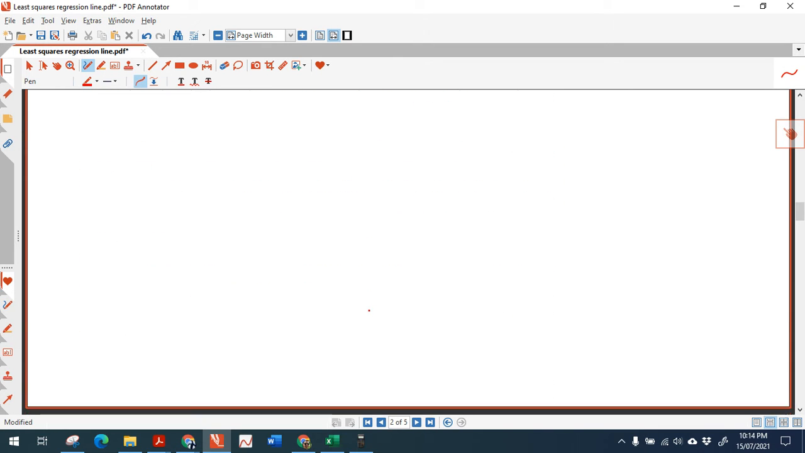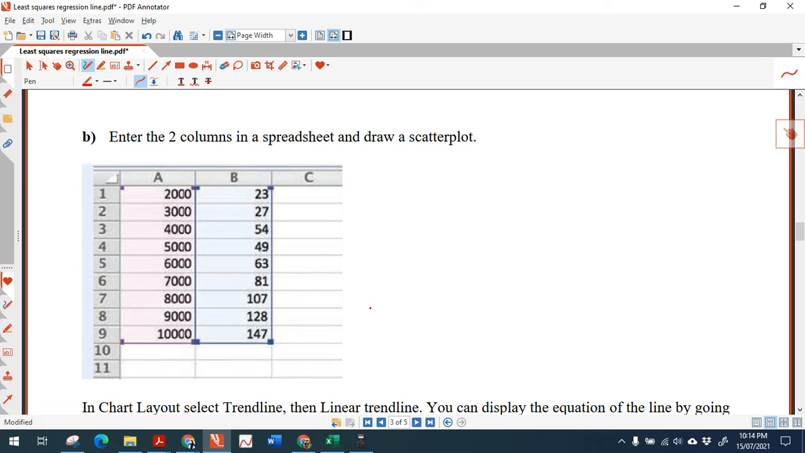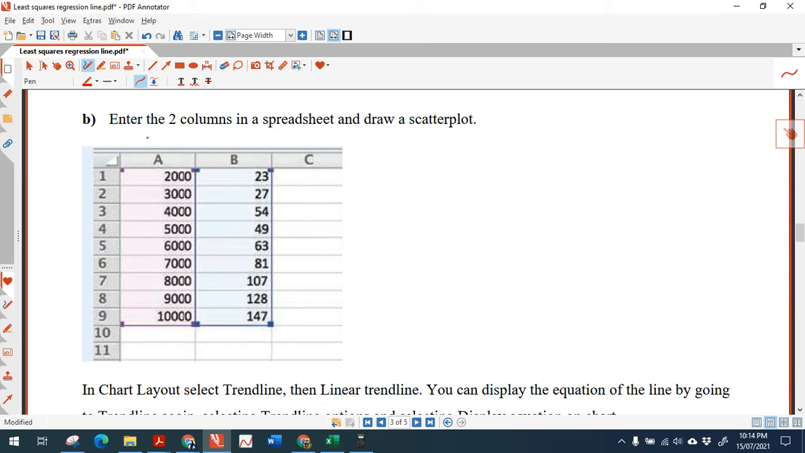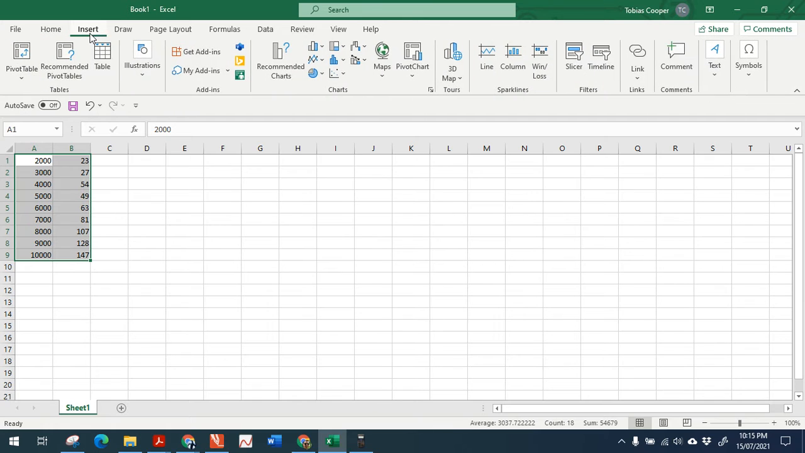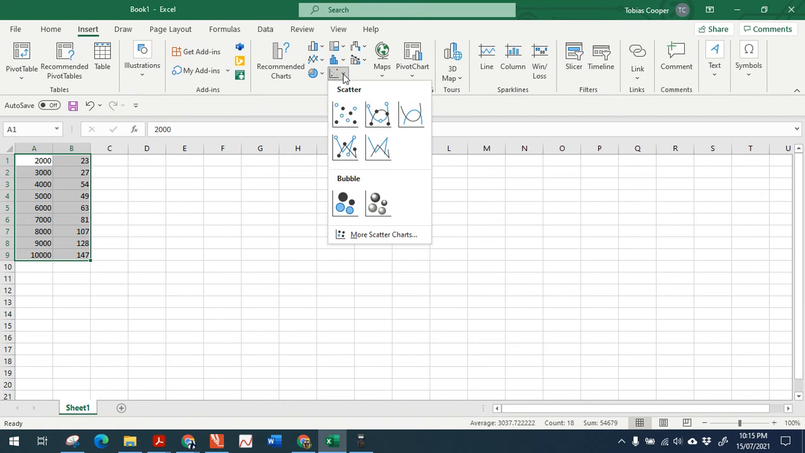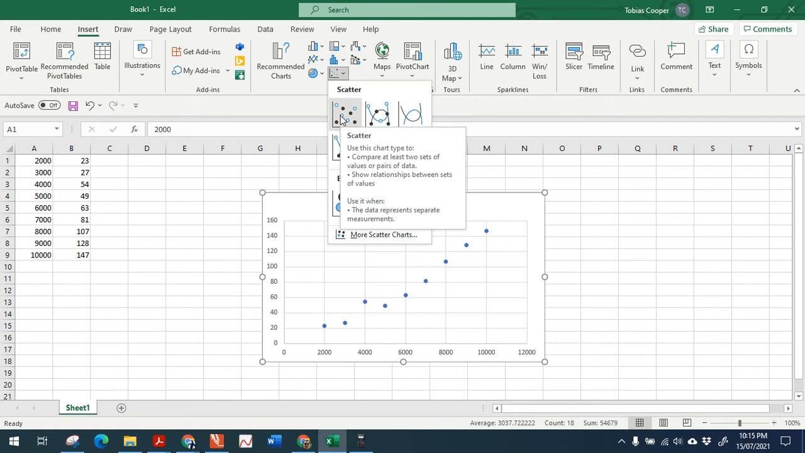All right. Now, what about on a spreadsheet? Well, this is for Microsoft Excel, this instruction here. So enter the 2 columns in the spreadsheet, which we've done here. And what we're going to do is select that data, and we're going to go to Insert, and then Chart, and we want the scatter plot here.